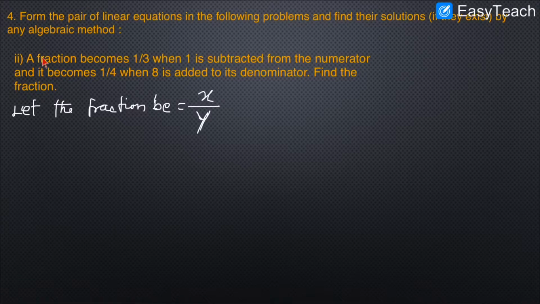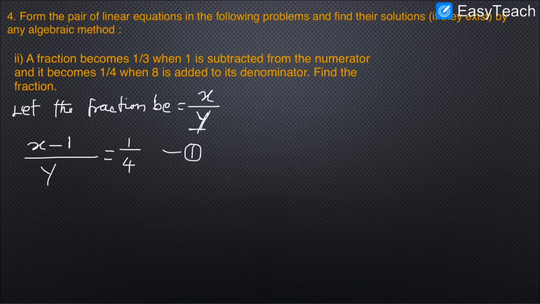So from this given statement, a fraction becomes 1 by 3 when 1 is subtracted from the numerator. So take this fraction. If 1 is subtracted from the numerator, the denominator is as it is. So this is the first equation.